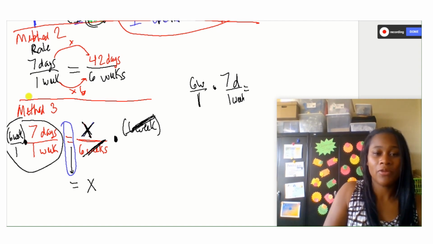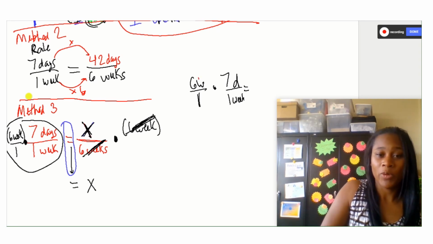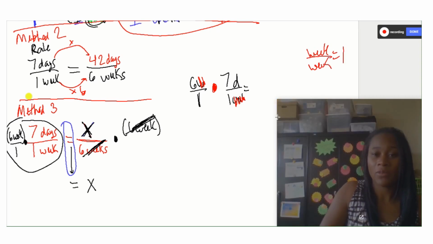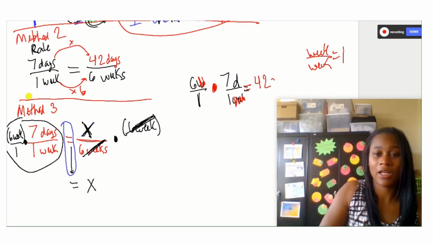Now, if you look at this, this is the same thing we had with the conversion factor. Weeks is going to cancel out. I have multiplication in the middle now. Weeks is going to cancel out with weeks because I have 1 in the numerator and 1 in the denominator, and that equals 1. And then I have to multiply across, so I have 6 times 7 days is going to give me 42 days.